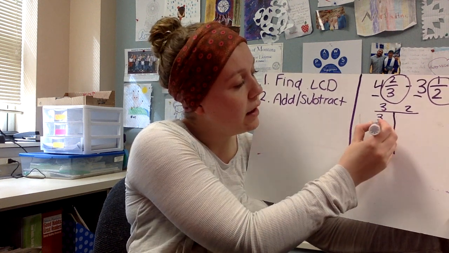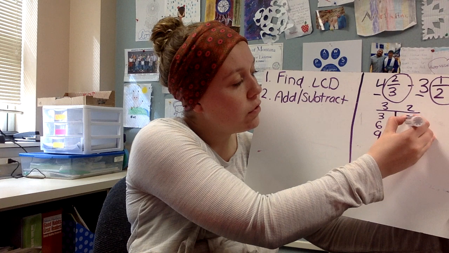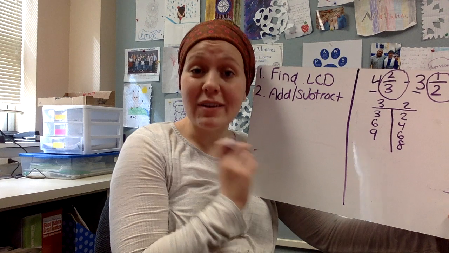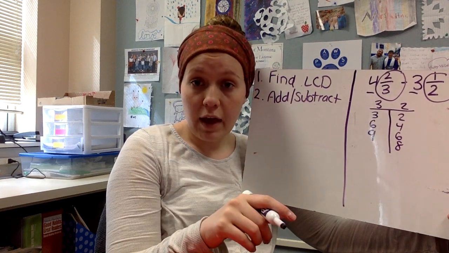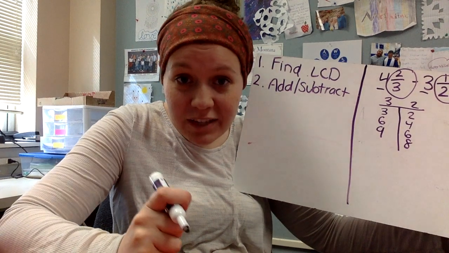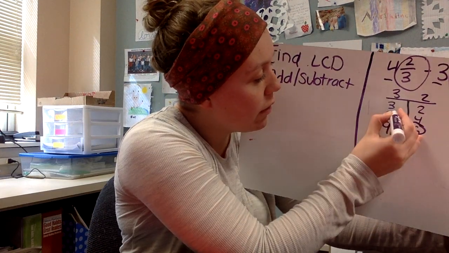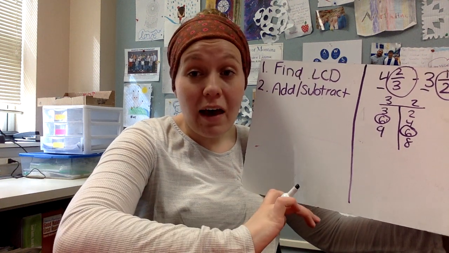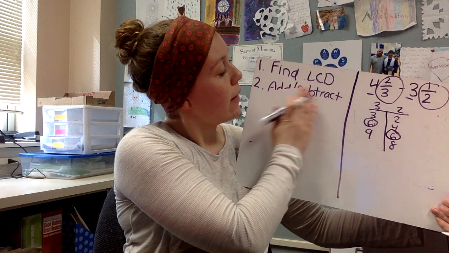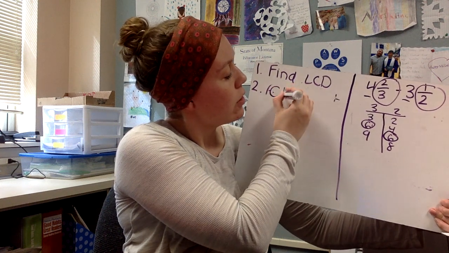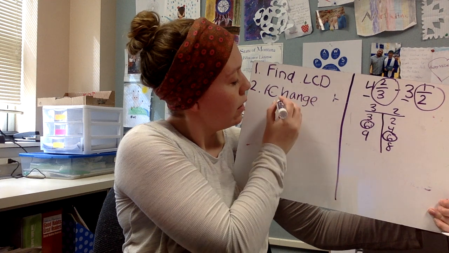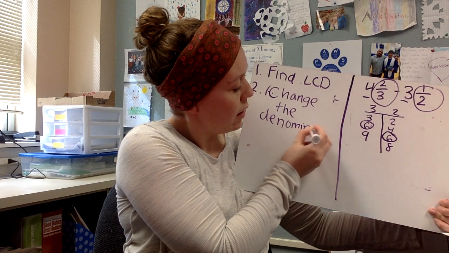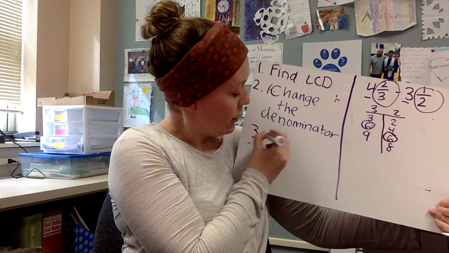Okay, 3, 6, 9, 2, 4, 6, 8. Okay, what number is the same on both sides? Think for a second. If you are thinking 6, fifth graders, that is correct. So I'm going to circle the 6. Okay? Now, I should probably fix my steps here. Change the denominators, which remember the denominators is the bottom number. And then I will subtract.